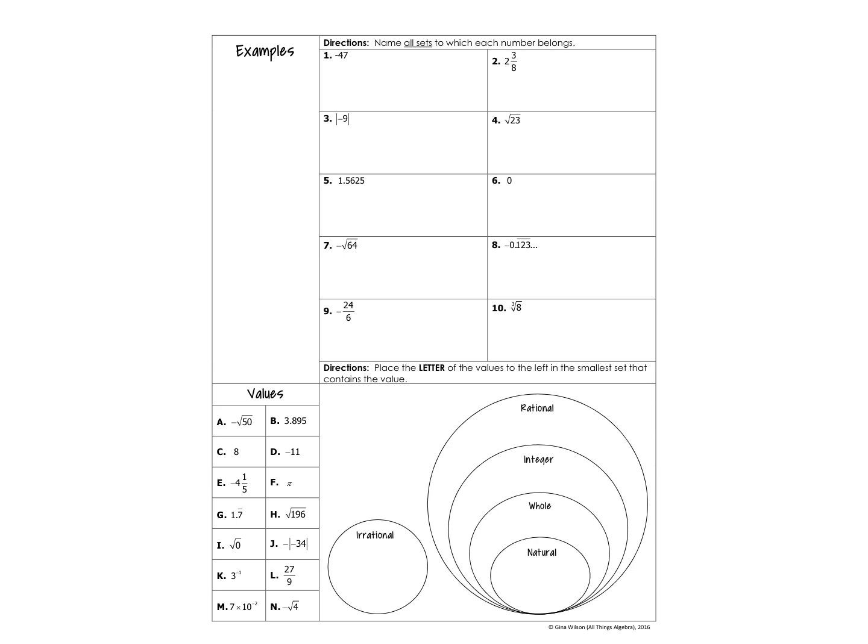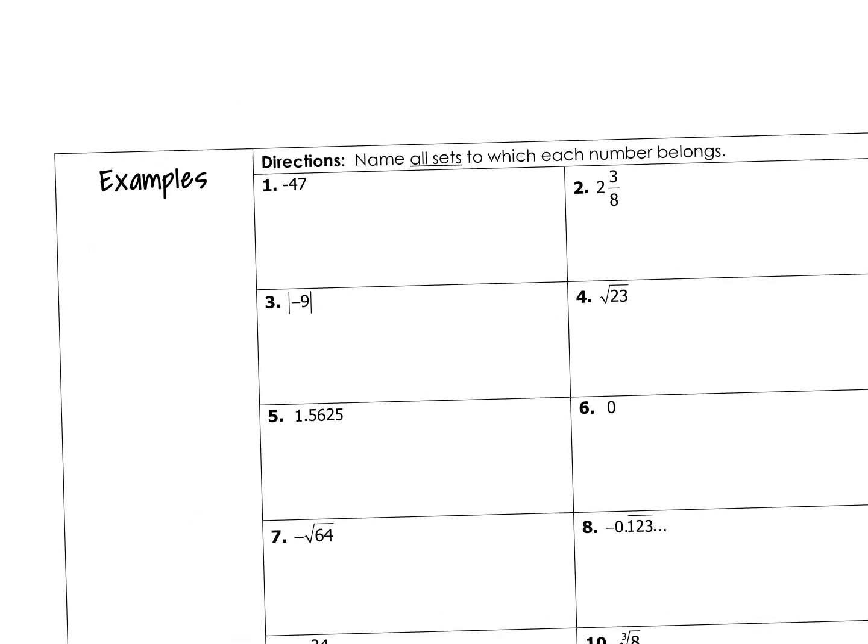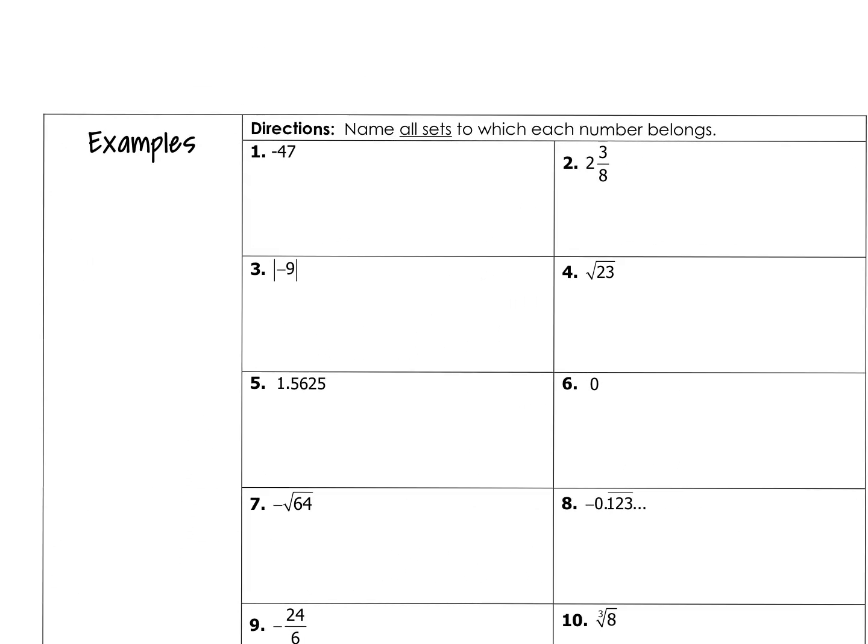Now let's just look through a few examples. We're going to try and name all the sets to which each of these numbers belong. And we're not going to go through all of them. You'll be able to use this as some extra practice, but we're going to go through a few. For example, the number negative 47. Because it's a whole number but a negative, its most specific classification would be integer. And then because it's an integer, it's also rational. And because it's rational, it is also real.